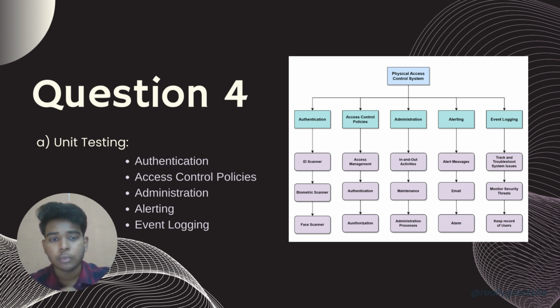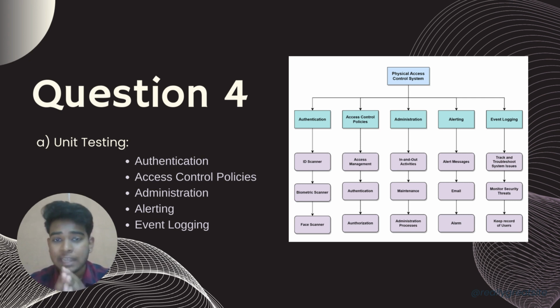The fourth one is the alerting feature. In carrying out the unit testing for the alerting feature, we designed test cases to validate the notification mechanism when suspicious activities are detected. We handle different methods of sending alerts such as SMS, email, and alarms to ensure that alerts are triggered correctly when specified conditions or events occur. Furthermore, we verify that the appropriate recipient receives the alerts. So this is all about the unit testing for the physical access control system.